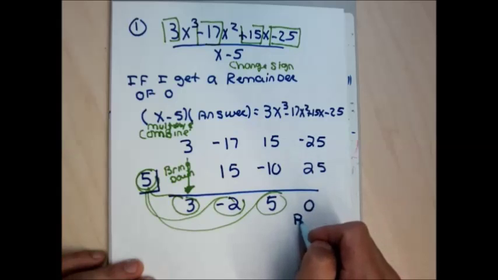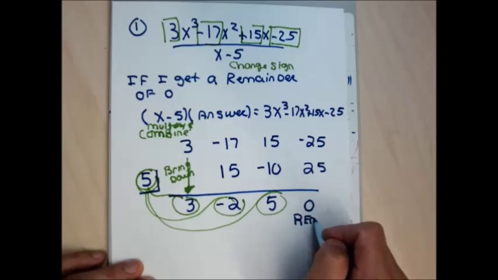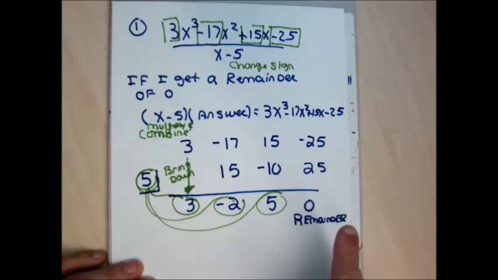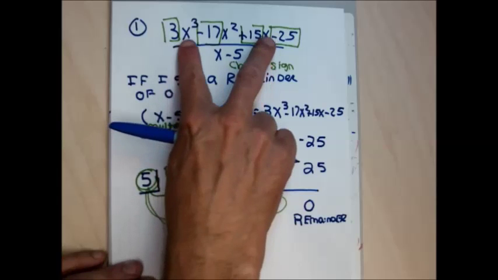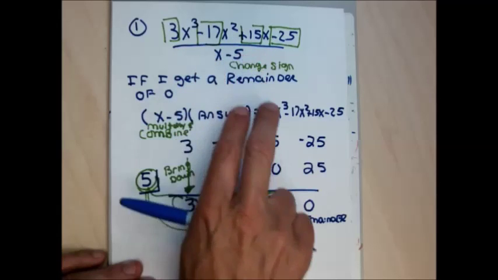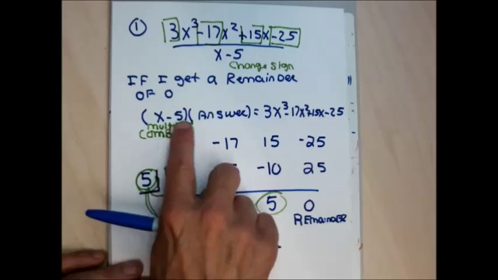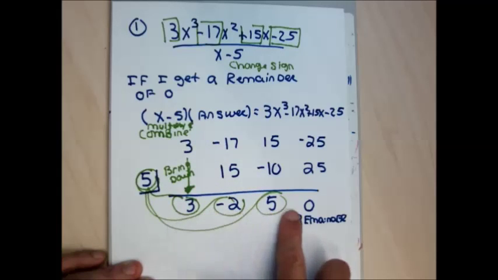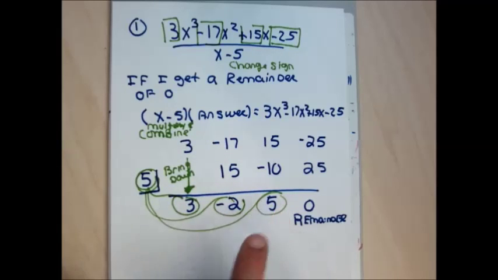This very last number is the remainder. If it's not 0, it's not going to help me factor. But because my synthetic division gives me a remainder of 0, it's going to help me factor the numerator. To figure out what the 2 factors of the numerator are, one of the factors is the denominator of x minus 5. The second factor is my answer, and I need to transform these 3 numbers, 3, -2, and 5, into a factor that has x's.